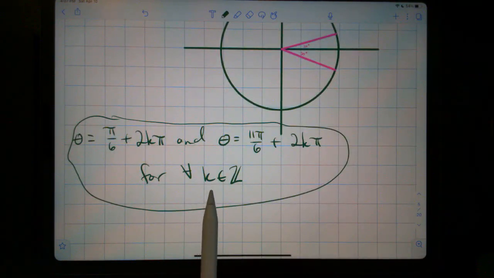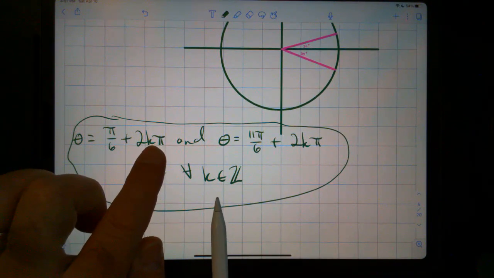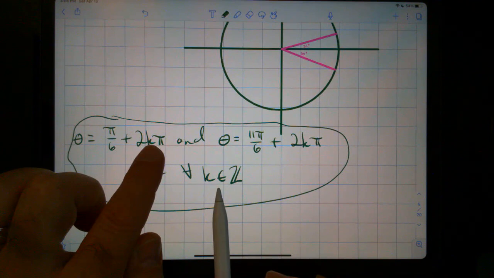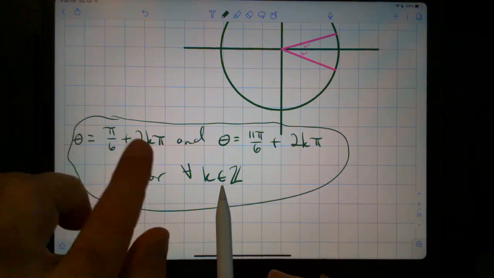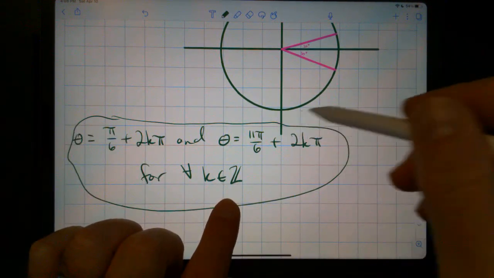Again, what this means is when k is 0, this is a true statement. When k is 1, this is true. When k is 2, this is true. When k is -1, -2, for any integer that k is, this is a true statement. Same thing with this statement here.